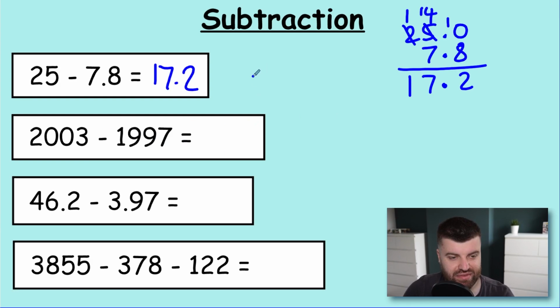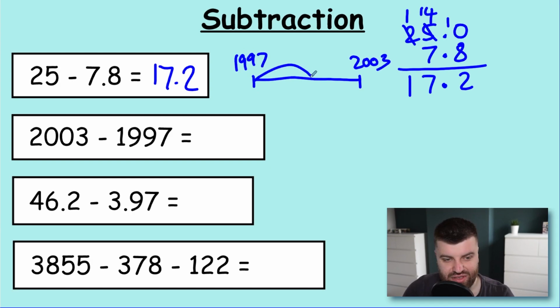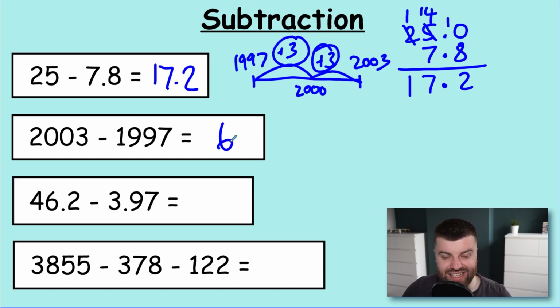2003 to 1997, I'm going to use the number line method. 1997 to 2003. 1997 to 2000, that's just going to be plus 3. And then obviously from 2000 to 2003, that's plus 3. We have 2 chunks of 3, so the answer is 6. Look how quick that method was. Really, really good.